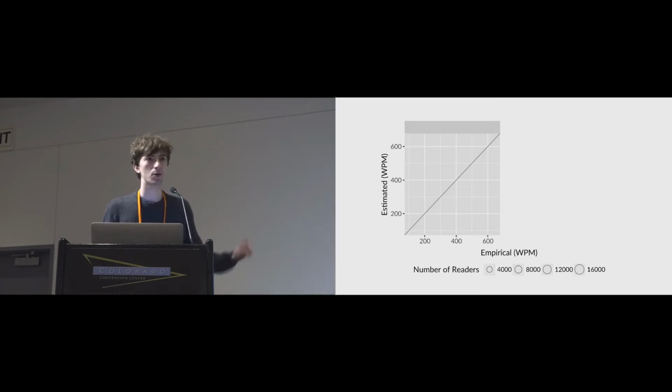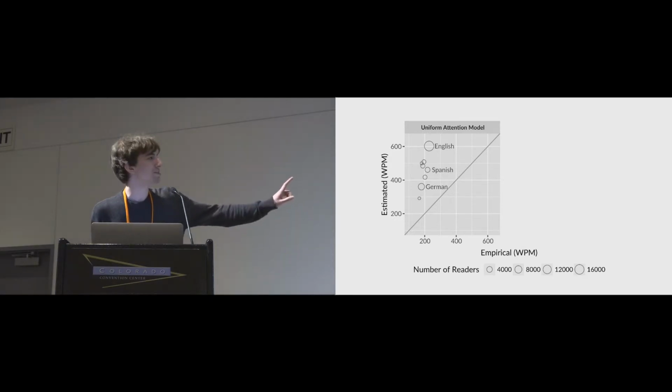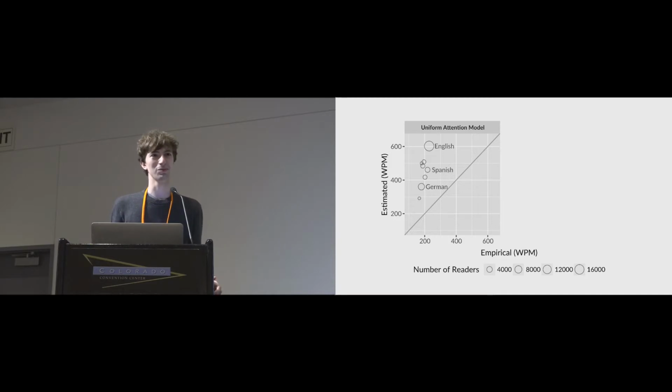If it performs well, all the languages should be along the diagonal. If it doesn't, maybe there's some noise, I'll accept some noise, but if it doesn't, they won't be. And then we'll know it's not a very good measurement of attention if it certainly can't measure reading rate. So how well does it work? Not very well. Empirically, we know that English readers read at around 220 words per minute. The model estimates English readers as reading around 600 words per minute. This is very bad.